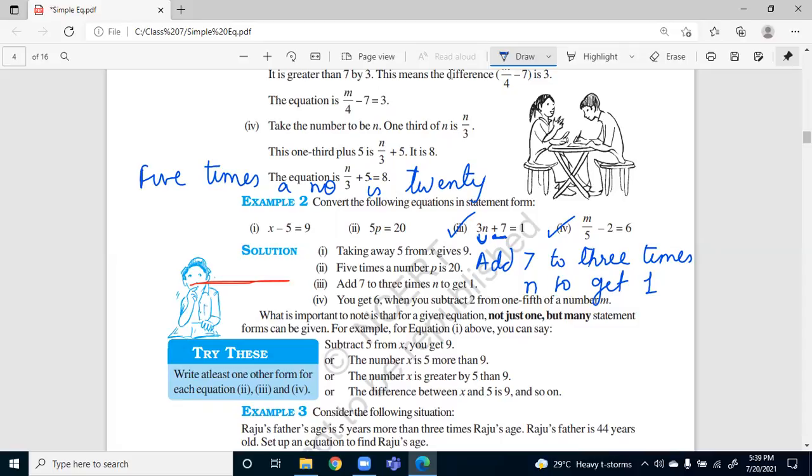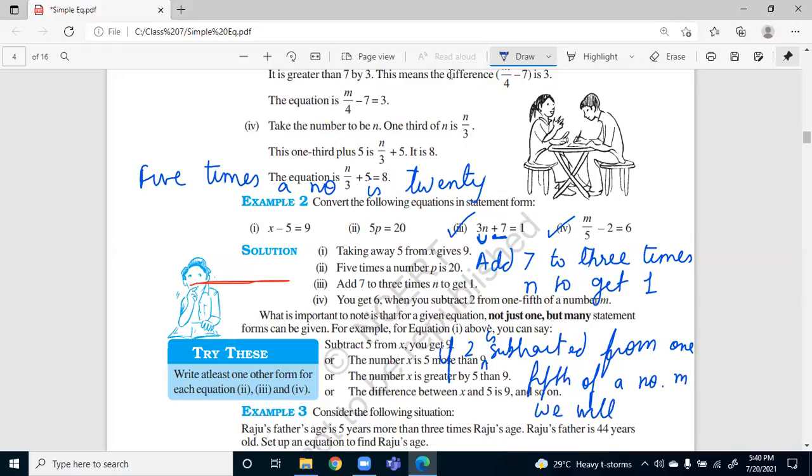Ma'am, can you just repeat the question of the fourth part? Yeah, I will write it on the screen. So how can I write? You will write if 2 is subtracted from 1/5 of a number m, we will get 6.